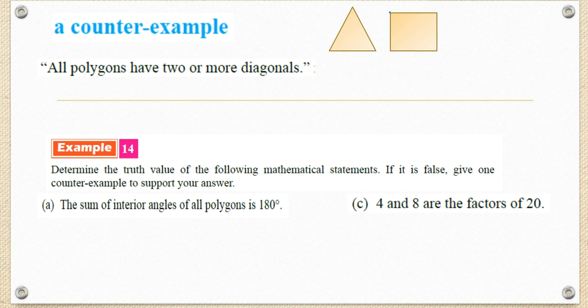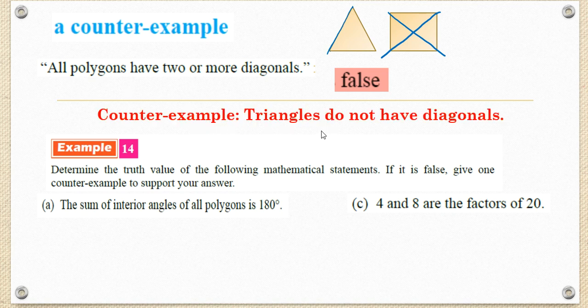Diagonals are formed from this vertex to another vertex, you can form a line. This is called a diagonal. You can also connect from this vertex to another vertex and form a line. These are called diagonals. But how about the triangle? From this vertex, you join this vertex, you can't form any diagonal because it's the side of the triangle. So for a triangle, there is no diagonal at all. So this is a false statement. When they say give a counterexample, you have to give one example to support that it is false.